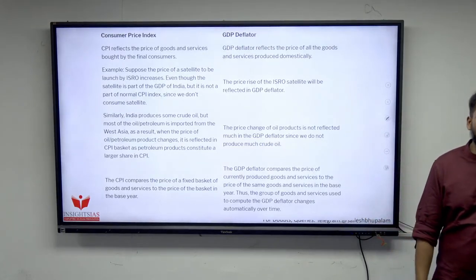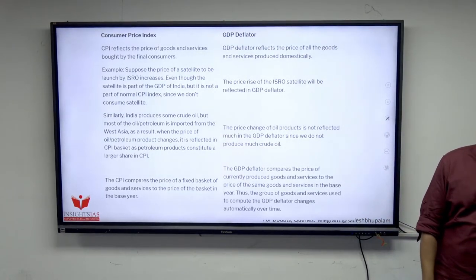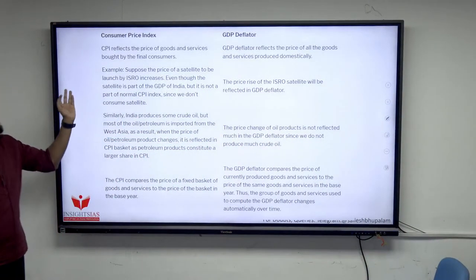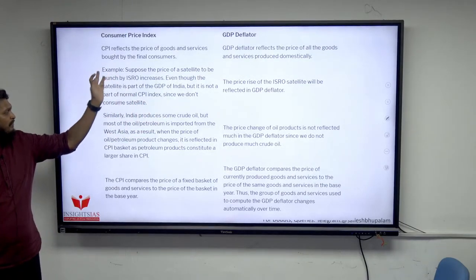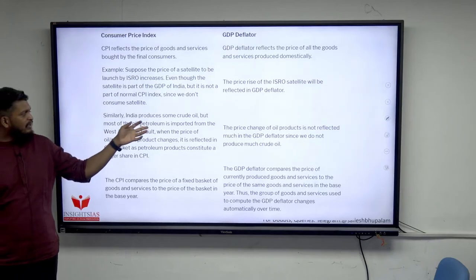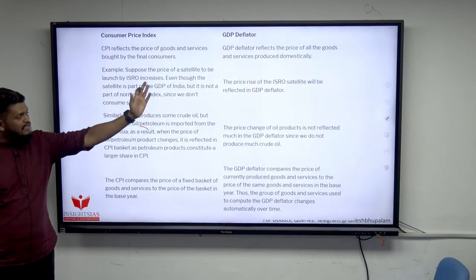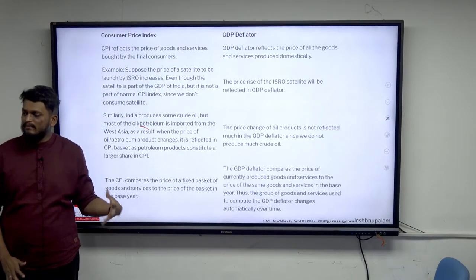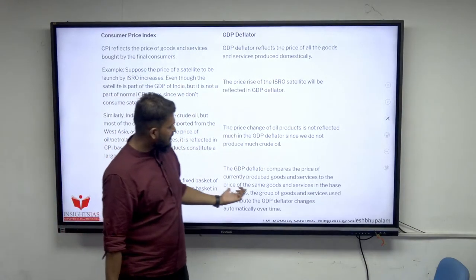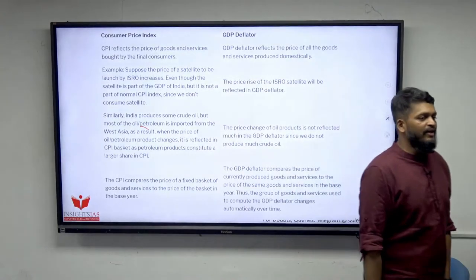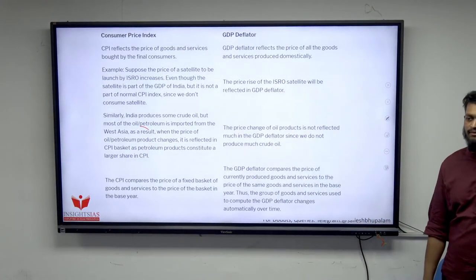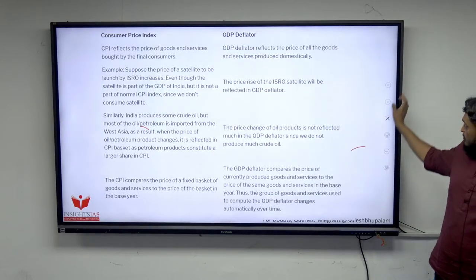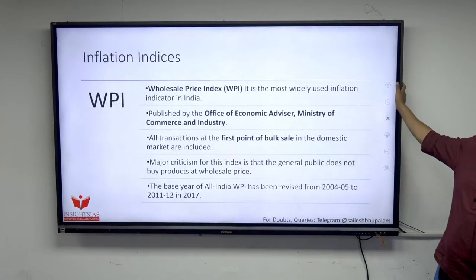GDP deflator takes every product produced in India. CPI takes only those products which are actually being bought by consumers. So for example, the same ISRO satellite is not added into CPI, but it is added into GDP deflator. Petroleum product, because it is not produced in India, may not be added in GDP deflator, but it will be added in CPI. CPI compares the price of a fixed basket of goods. There is a fixed basket of 400 goods, whereas for GDP deflator there is no fixed basket. Or you can say that everything that is a part of GDP itself is the basket of GDP deflator. You understood?